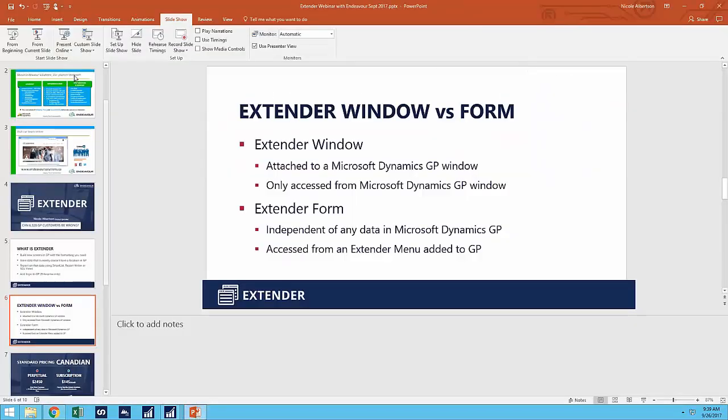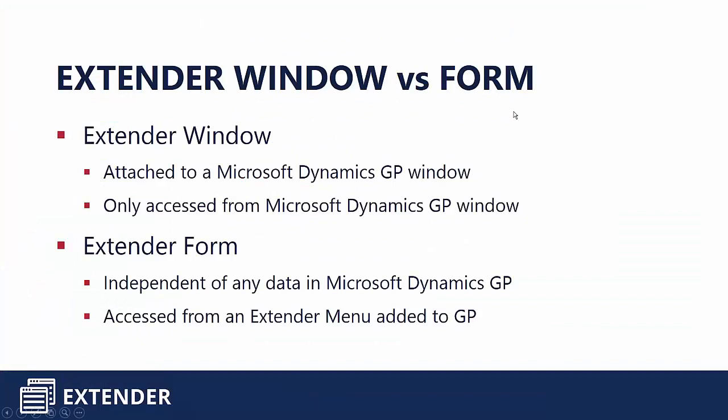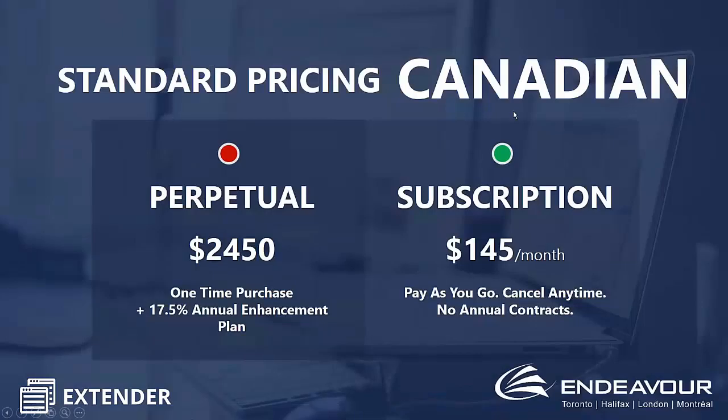Okay, back to our PowerPoint here. A few things to finish out here. The pricing on Extender, the standard pricing is in Canadian dollars $24.50 if you want to go with a one-time purchase model, and then there's 17.5% annual maintenance on that. We also have a subscription model where it's $145 a month. You pay as you go. You can cancel at any time. So whichever way you want to go, that is the pricing for standard.